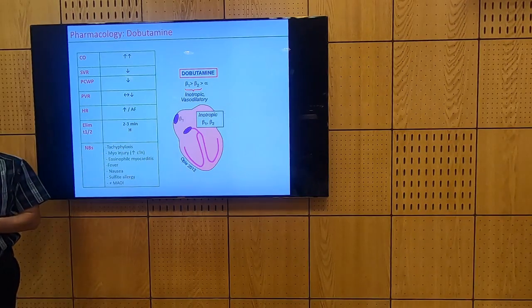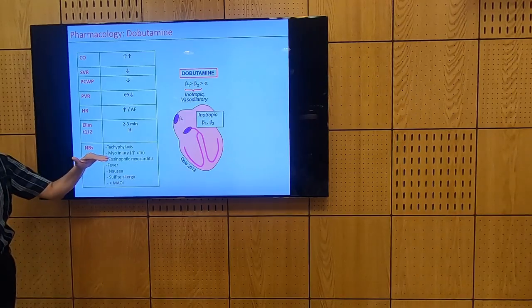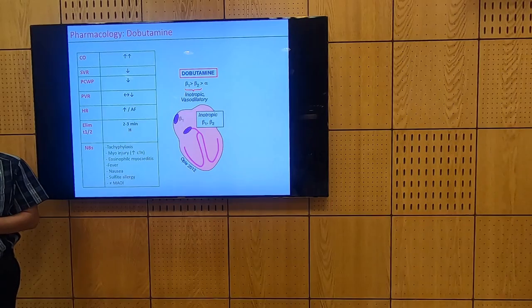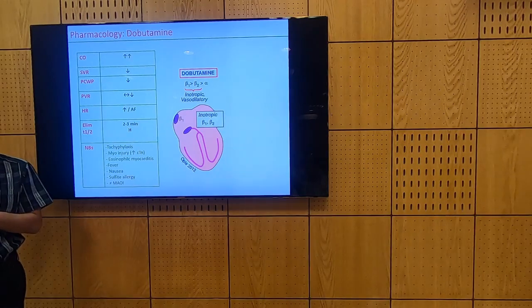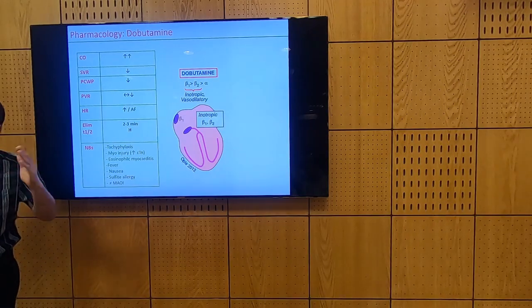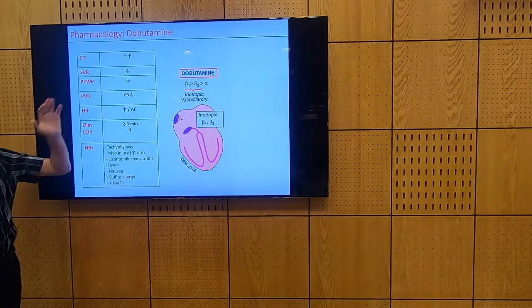Second, it causes myocardial injury. You may find some elevated troponin. And if this myocardial injury is high, you can have myocarditis. It can cause allergic, eosinophilic myocarditis. This can be seen in patients on long-term use of inotropes and the vitamin.